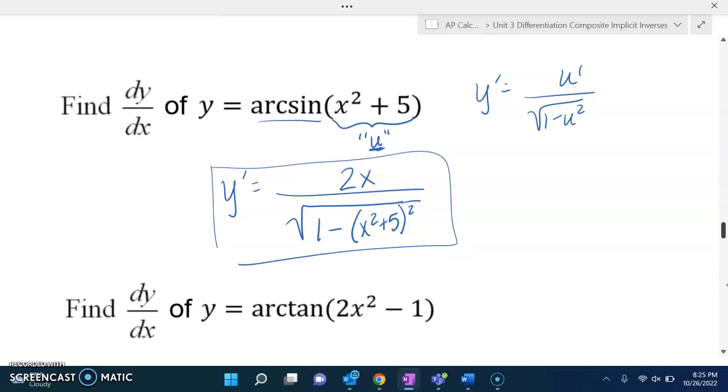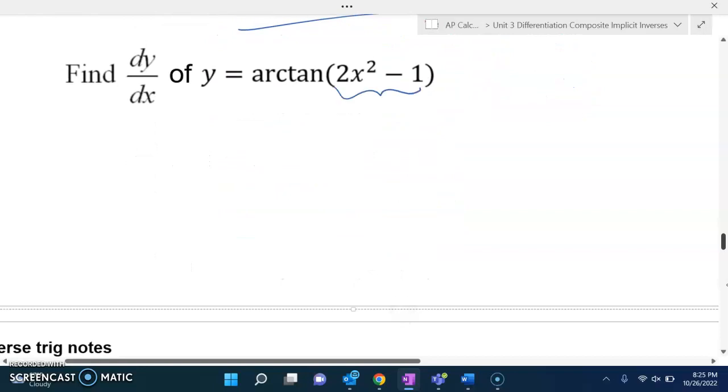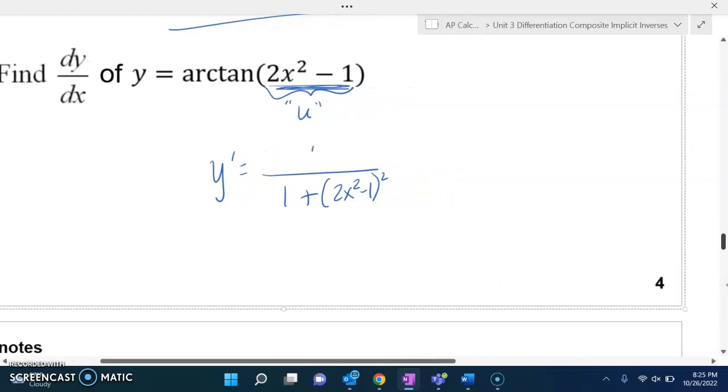Inverse trig, I don't want to say uncommon on the exam, but it doesn't come up often at all. All right, let's try this guy. So once again, this is your u. So I have 1 plus u squared on the bottom. So that's that whole 2x squared minus 1, that guy squared. And then the derivative of u up top. So the derivative of this 2x squared minus 1 is just 4x.